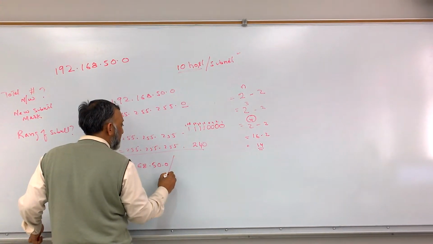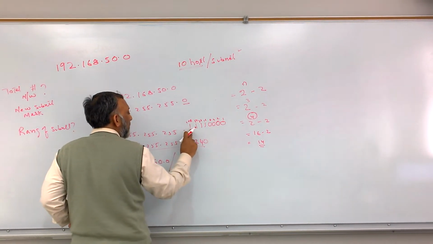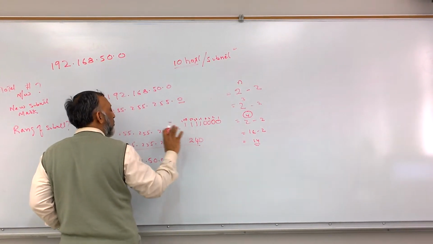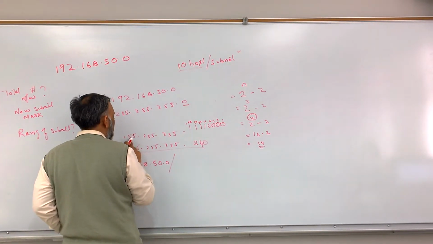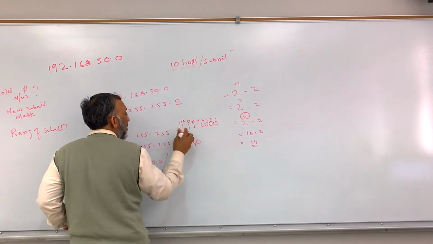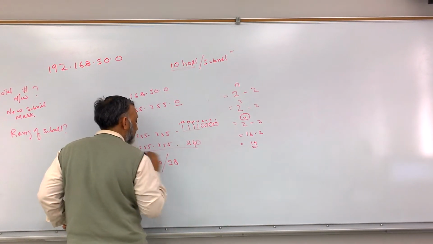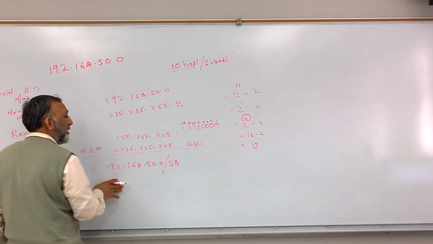And if you want to write this in slash notation, it will be 192.168.50.0 slash, and then count. These are 24 bits. You need to count how many ones there are. So these are all ones: 8 plus 8 plus 8 is 24. 24 plus 4 gives you 28. So this is slash 28 notation.